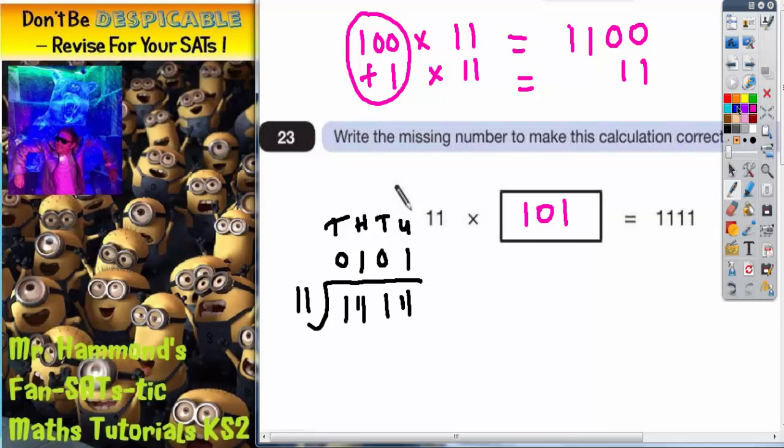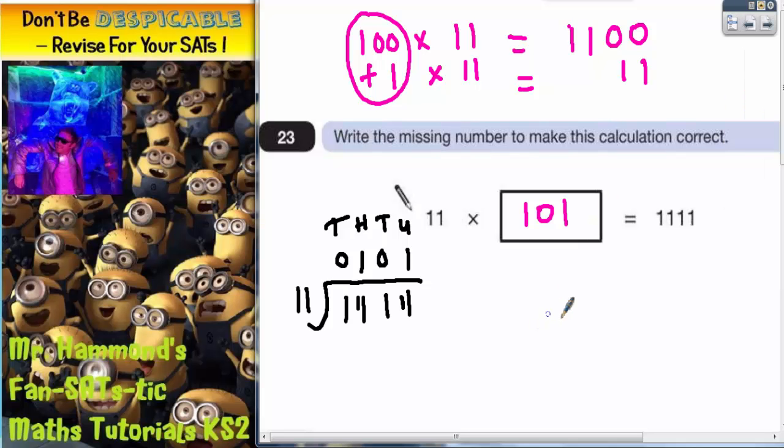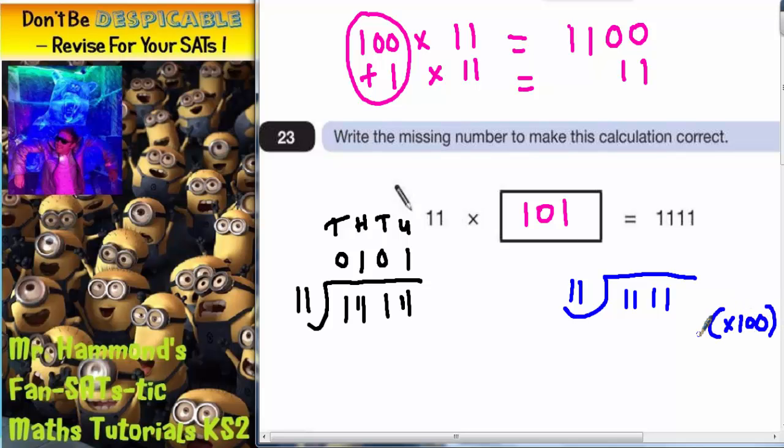The final way you could do it is to do a chunking method. You could say that, well, we know straight away that a chunk of 10 11s would be 110. But that would take us ages to keep subtracting 110s from 1,111. So we could just say 100 11s. So if I put my chunk of 100 11s here, okay, 100 11s are 1100. So we're subtracting that chunk.